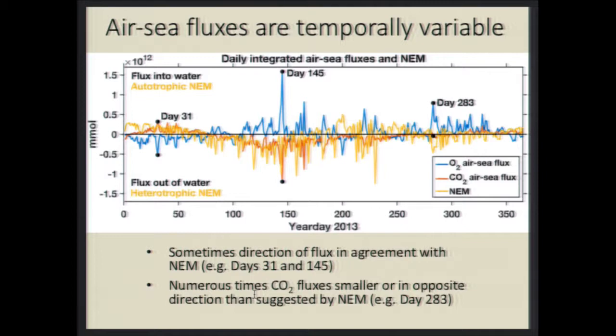variability, and so here I have the spatially and daily integrated air-sea fluxes of oxygen in blue, CO2 in red, and net ecosystem metabolism in yellow. And so sometimes the direction of flux is in agreement with the net ecosystem metabolism. So for example, on day 31 on the far left, it's net autotrophic, and we have CO2 fluxing into the water like you might expect.